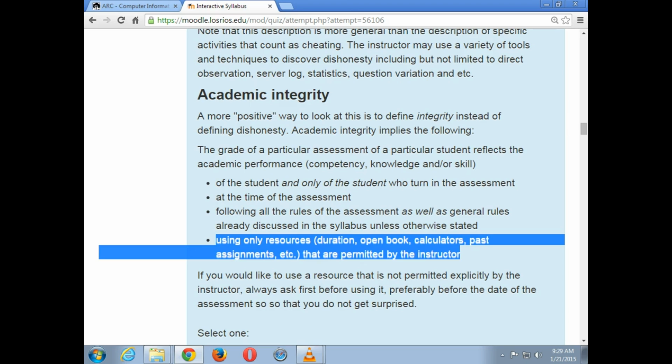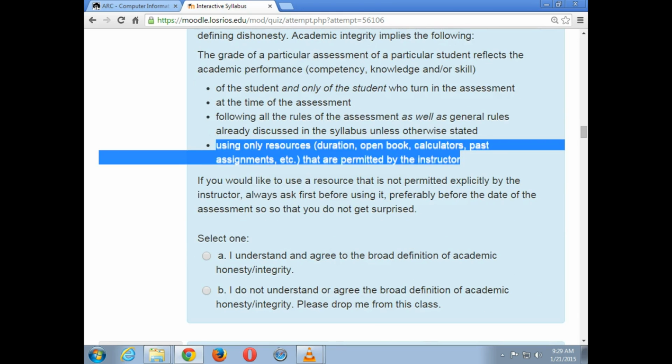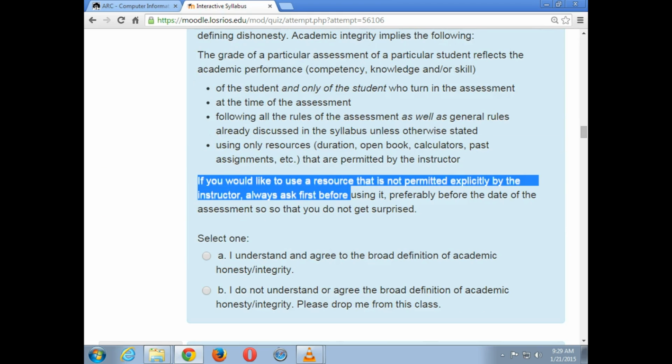Are there any questions about that portion, using resources that are permitted by the instructor? But regardless of whether it's online or not, it's going to be open book, open notes. Okay? If you would like to use a resource that is not permitted explicitly by the instructor, me, you should go ahead and ask first. Ask me whether it is okay to use that resource before using it during the exam.